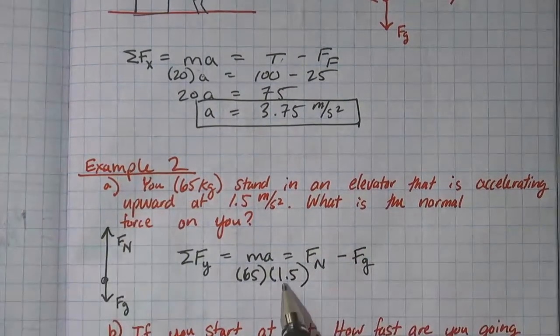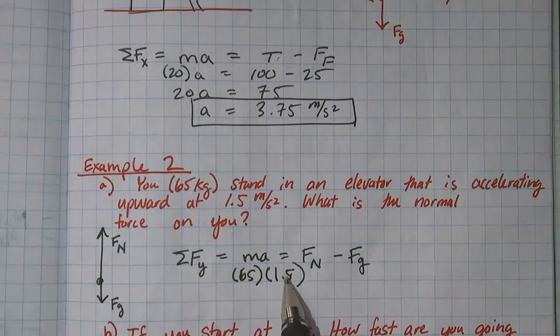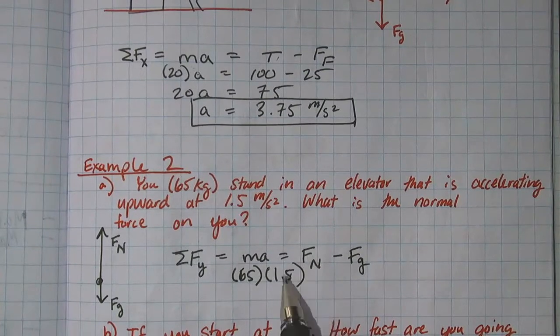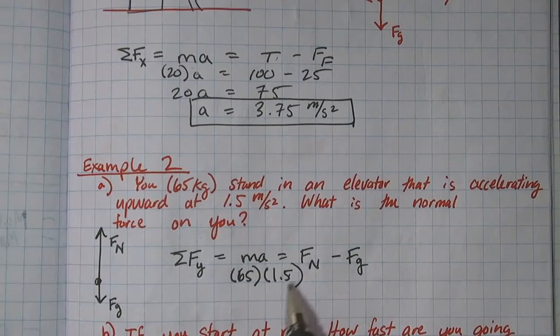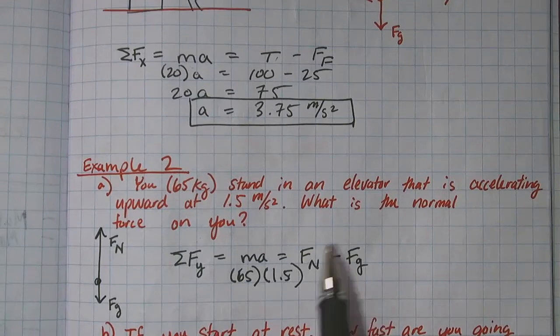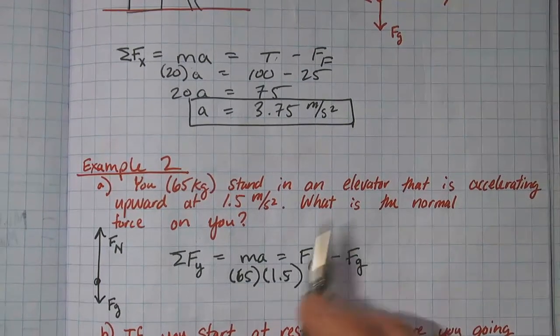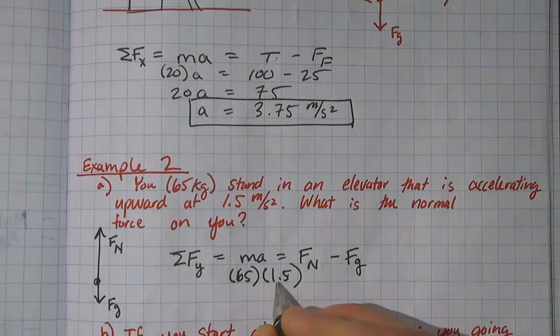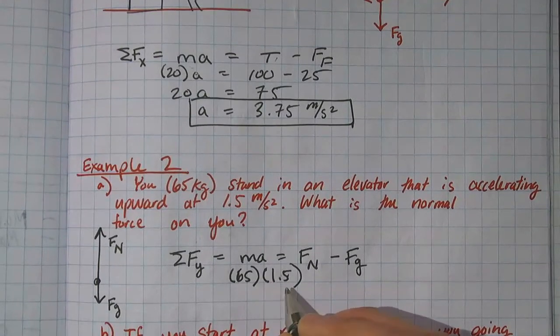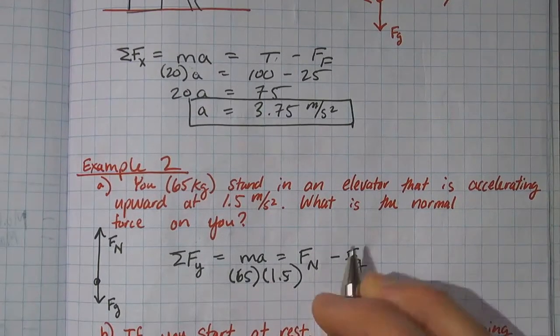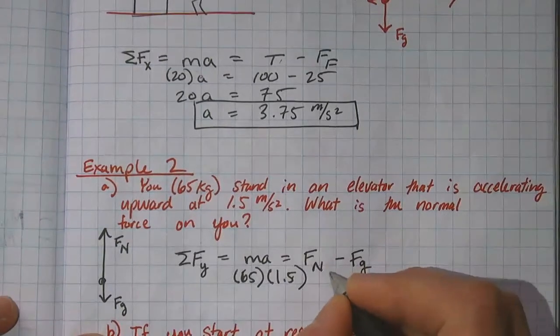Please make sure that this 1.5 could be positive or negative depending on the direction. Since it's an upward 1.5 and the normal force is also upward, those need to have the same sign, so they're both positive. If it was a downward acceleration, I would want to put a negative 1.5 in here so that it matched the negative force of gravity. So just make sure you're paying attention to whether the acceleration should be positive or negative.